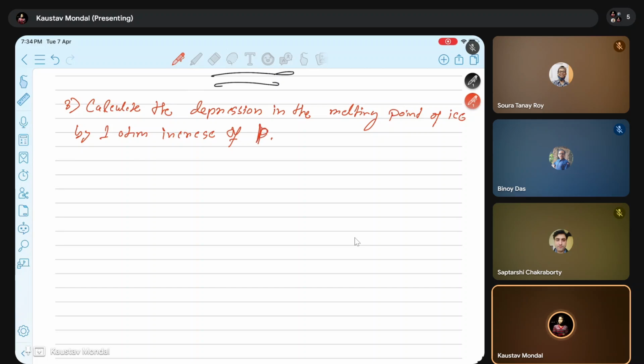So in that case, what will be the change in the melting point? Okay, because these things, the transition points, are all related with each other, pressure and temperature. So if you change the pressure, the melting point of that particular system will also get changed. Okay.